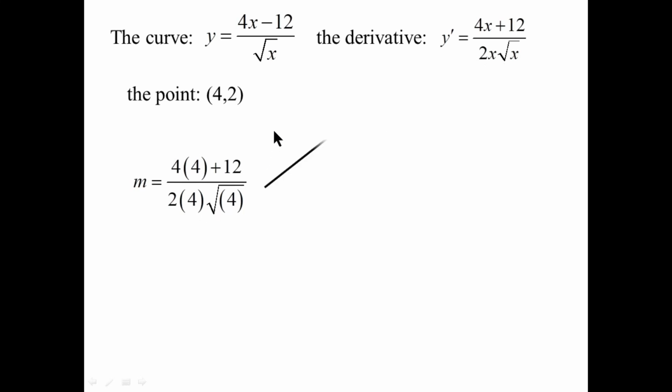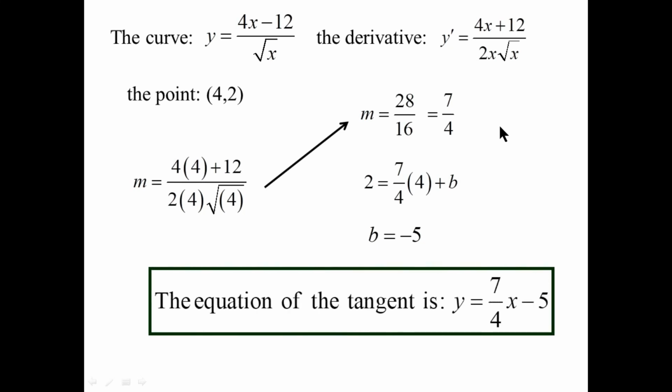Doing the math and the algebra carefully, we get m, the slope of the tangent. Reduce it. And now we have a point, and we have a slope, and use y equals mx plus b. Y from the point equals m, x from the point, plus b. A little bit of math, you get b equals minus 5. We have the slope, we have our equation of the tangent to the curve at the point.